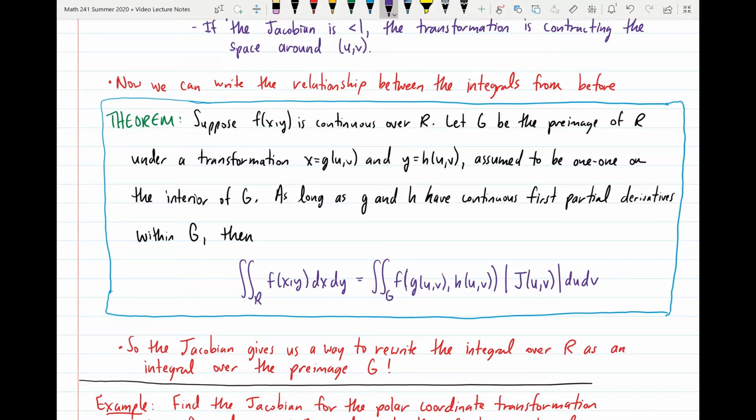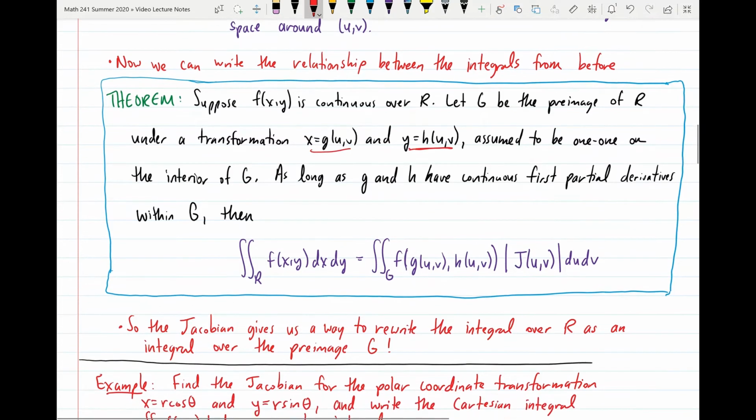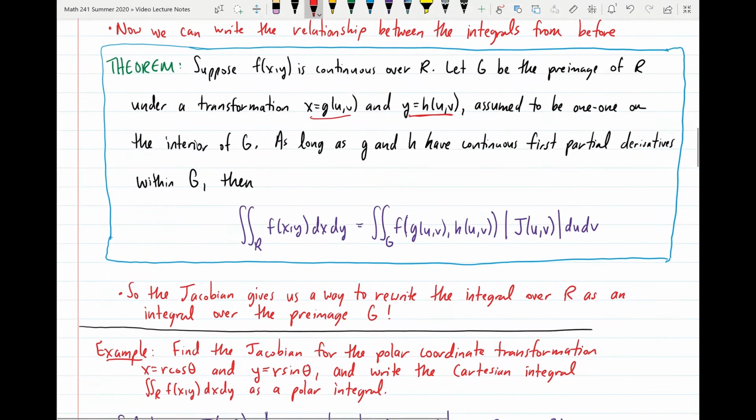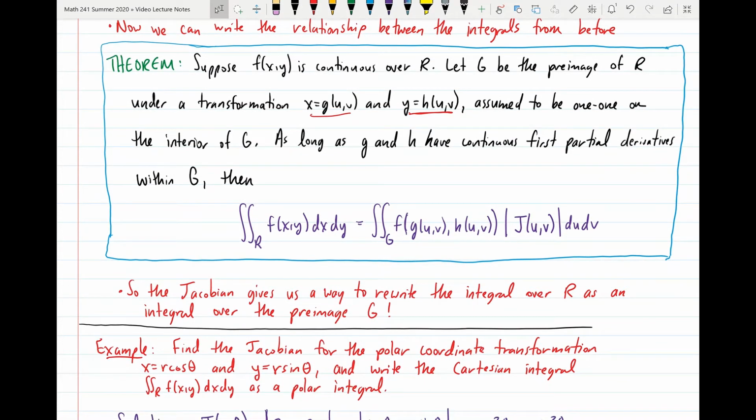So here we have a transformation that's going from the UV plane into the XY plane. And we assume that this transformation is 1-to-1 on the interior of G. So again, you don't have to think much about the fact that it's 1-to-1, but it is necessary for this to be true. As long as g and h have continuous first partial derivatives within our region G, the pre-image, then we can say this relation between the integrals from above.